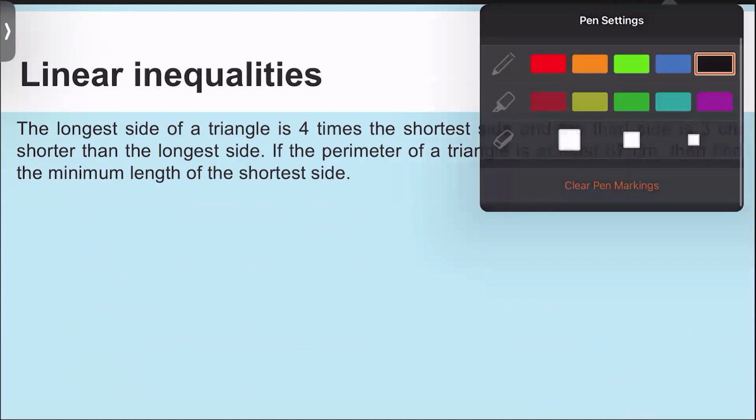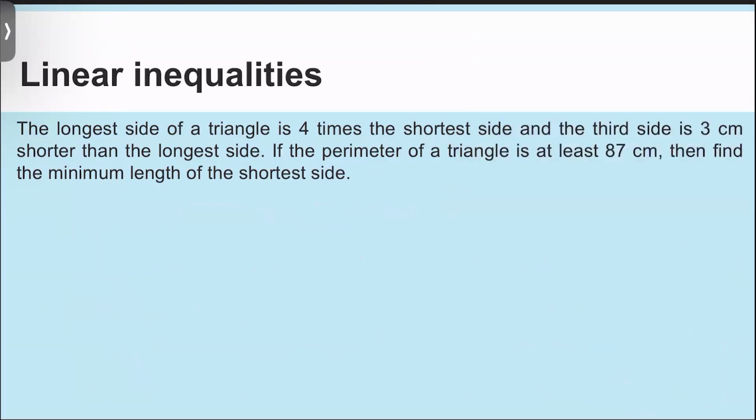So you have a triangle. The longest side of the triangle is 4 times the shortest side, and the third side is 3 centimeters shorter than the longest side. And we are given that the perimeter of the triangle is at least 87 centimeters. So what we have to find is the minimum length of the shortest side.